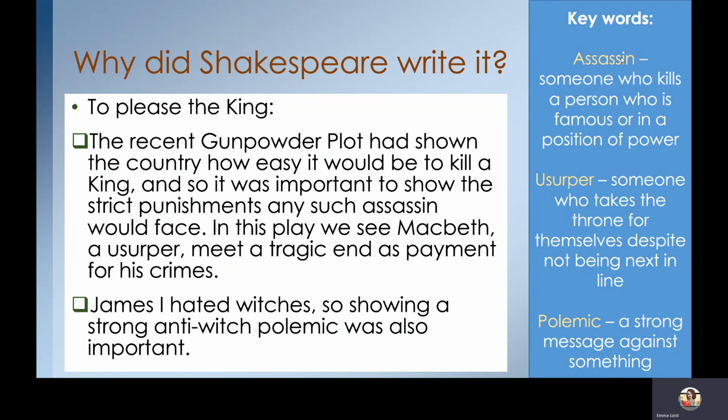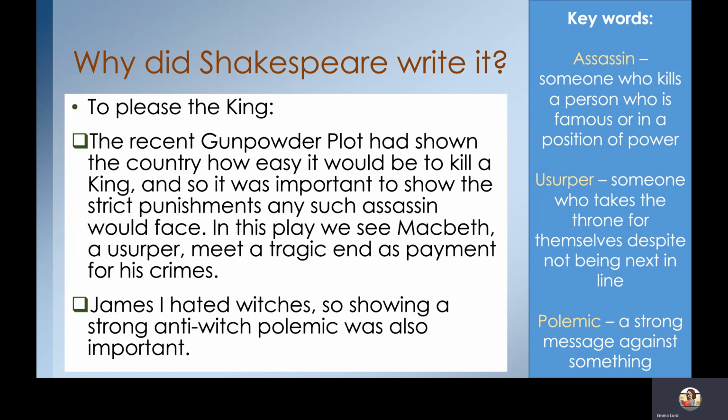If you're not sure of the words assassin or usurper, you can see the definitions on the screen on the right-hand side. Assassin, note please the double S. It's someone that kills someone else, but not just anybody. It has to be someone that's famous or in a position of power. A usurper is someone who takes the throne for themselves, despite not being next in line. And we'll talk a bit more about that in a minute as well.